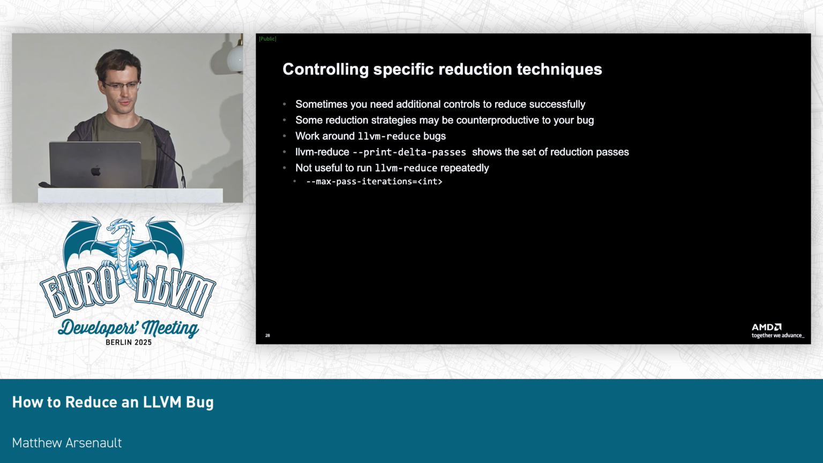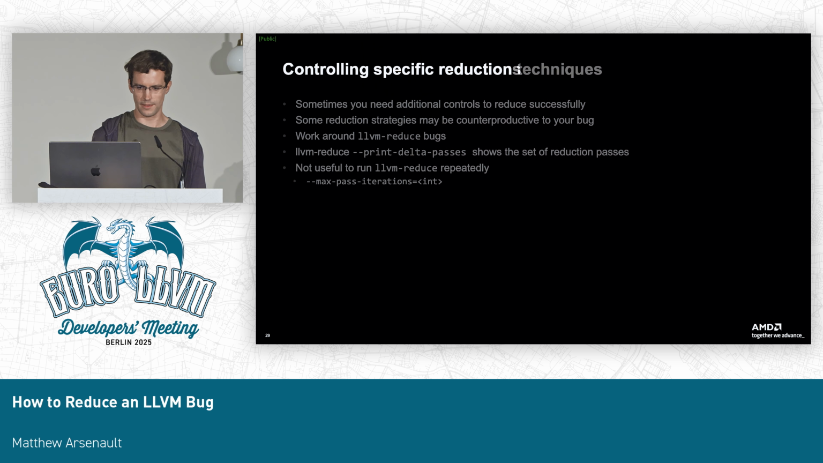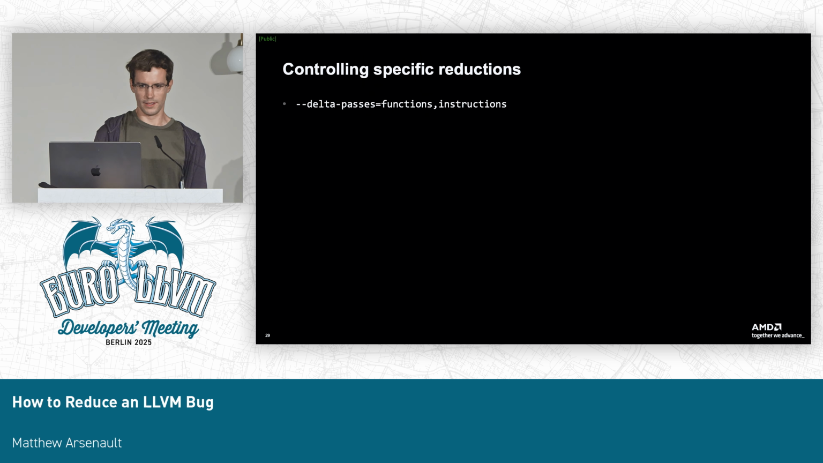It's also not useful to run llvm-reduce repeatedly. It already does that itself while the test case is still changing, up to some number of iterations. I think by default it does 5. We have a way to opt in and opt out of specific reduction techniques. If you use the --delta-passes flag, it's just a comma-separated list of the reductions, and you can extract the name from the print-delta-passes flag or the status.